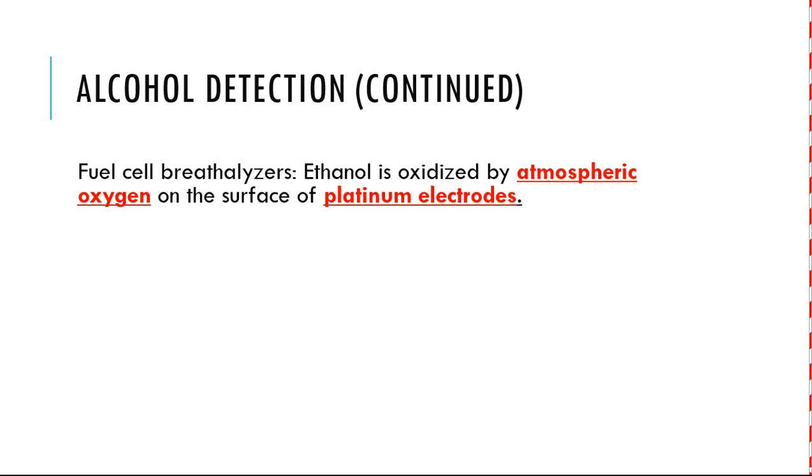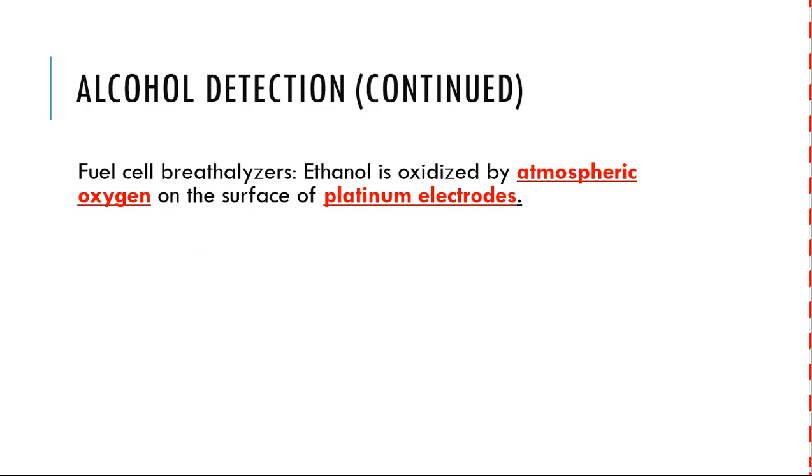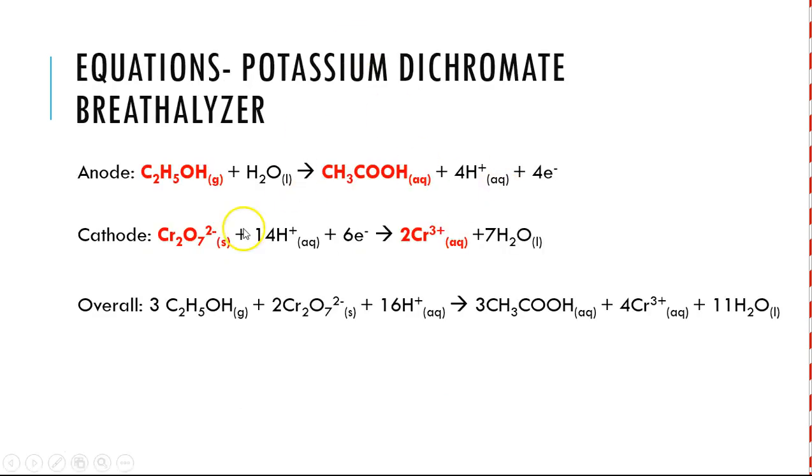Okay, we also have fuel cell breathalyzers, and in these, ethanol is oxidized by atmospheric oxygen on the surface of platinum electrodes. So the anode equation is exactly the same. We're still oxidizing ethanol. Oh, and one more thing I wanted to say back here. The color change here, it goes from orange to green. You should be familiar with that, and that's because the oxidation state of chromium has changed. And if you want to go a little more in depth into why the color changes, you can go back and look at Unit 2.